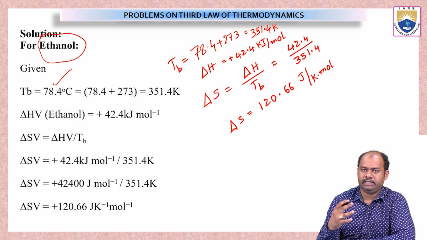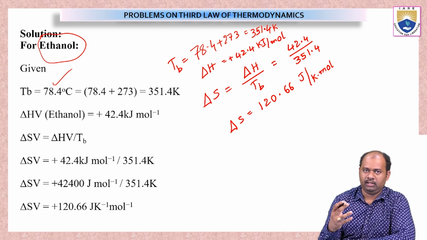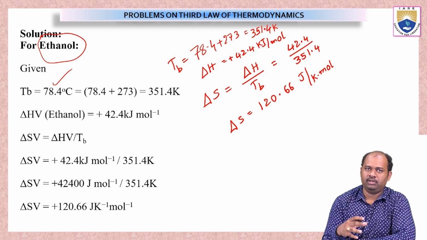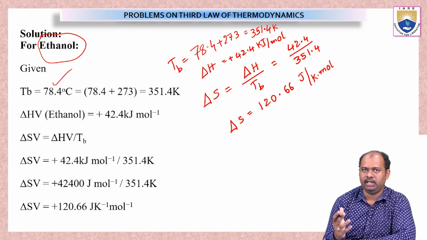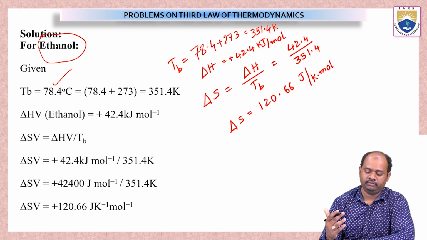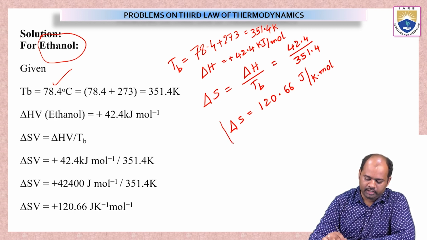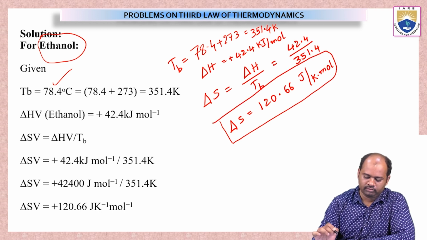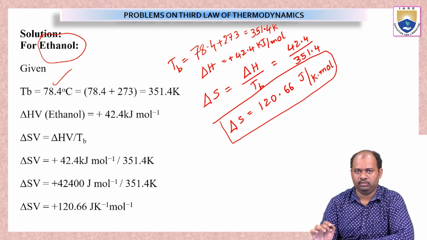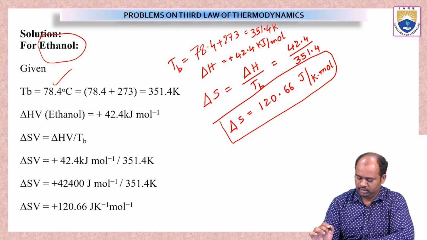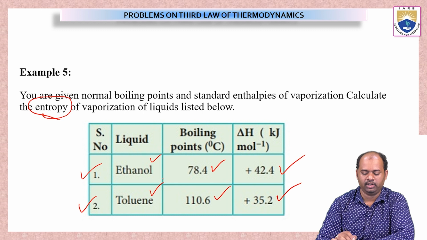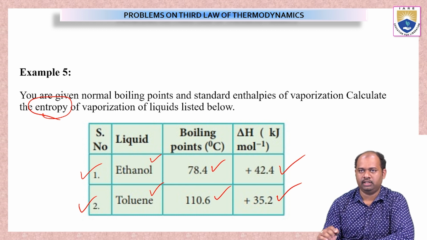So delta S is the change in entropy of the system, a system which contains ethanol, which has a boiling point of 78.4 degrees centigrade, and an amount of 42.4 kilojoules per mole is supplied. Now it can create an entropy of this value, 120.66 joules per Kelvin mole. Okay, in the given question there are 2 parts. First one is for ethanol and second one is for toluene. So for toluene also we have to calculate in the same manner.